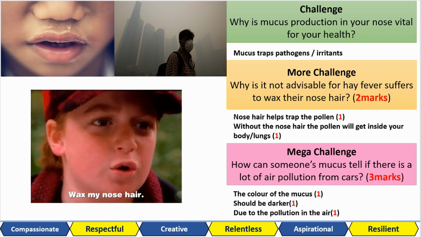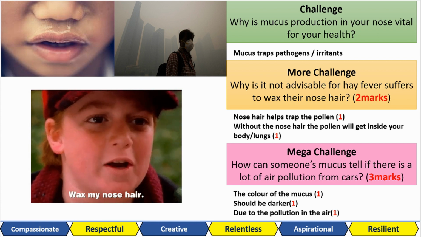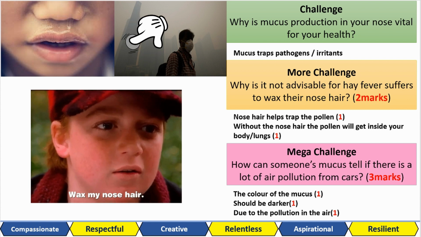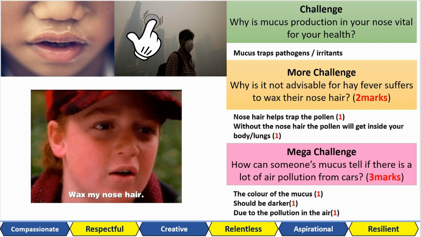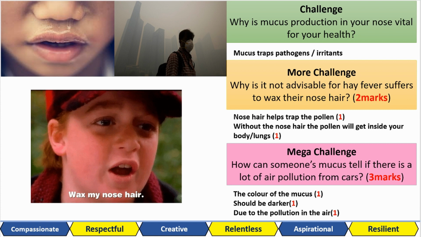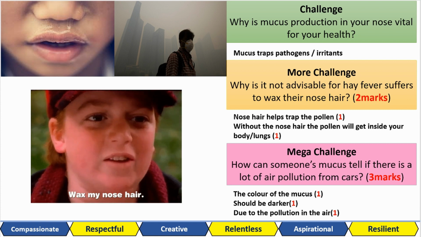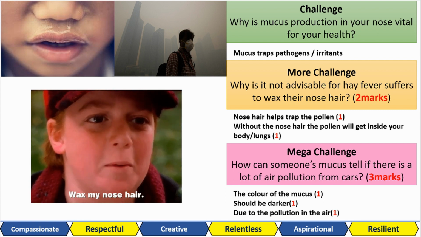The last question requires some Sherlock Holmes types of deductive skills. If you look at the polluted area, the air is darker because of the pollutants in the air. You should then have been able to state that it will be the color of the mucus that we ought to look at, and it should be darker because of the pollutants in the air.